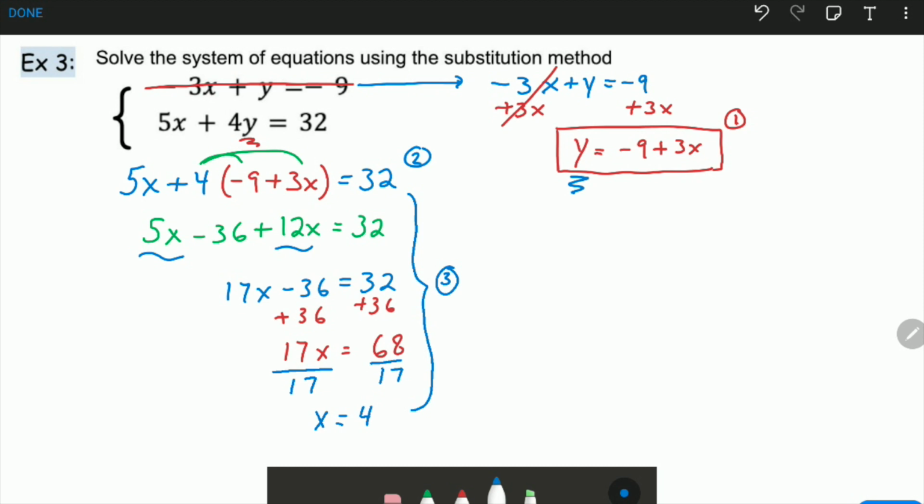To finish the problem, we still have to figure out what y is. So we're going to go back up to the equation that we boxed earlier. And we'll replace the x in that equation with 4. So we're going to have y equals negative 9 plus 3 times 4. 3 times 4 is 12. And then negative 9 plus 12 is 3. So we have x is 4, y is 3, or as an ordered pair, 4, 3.